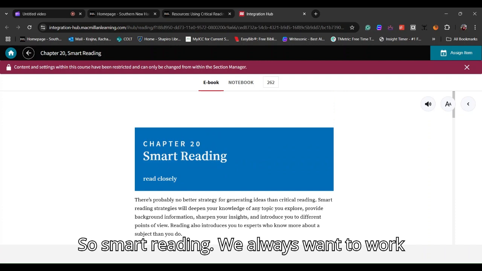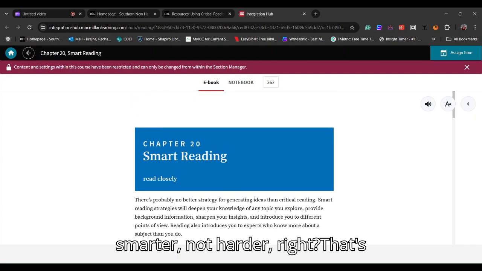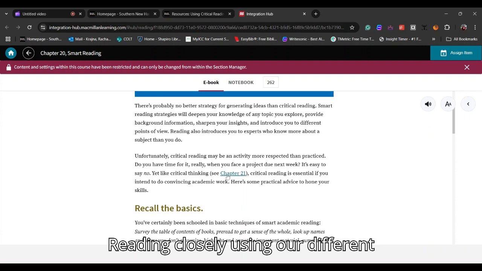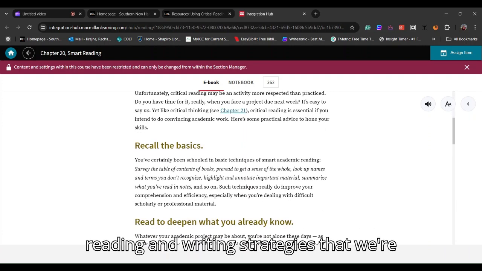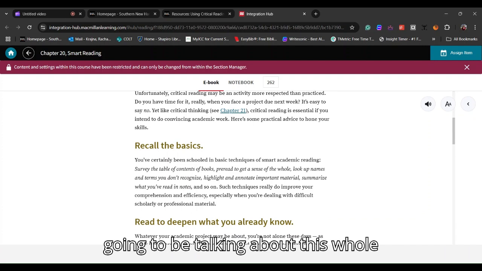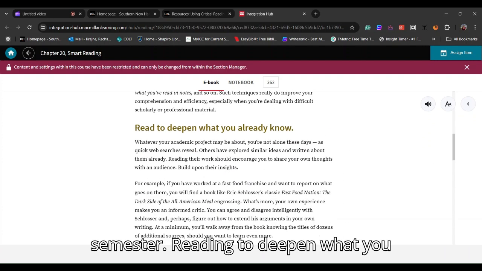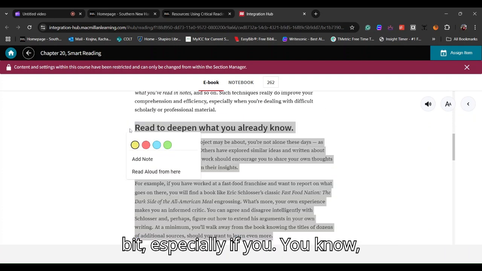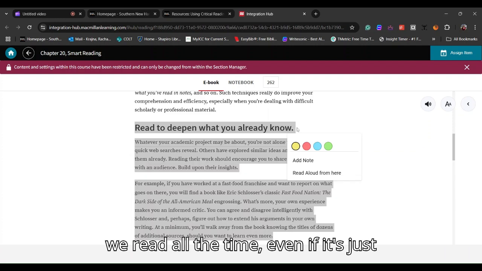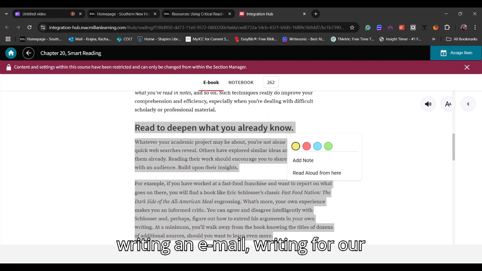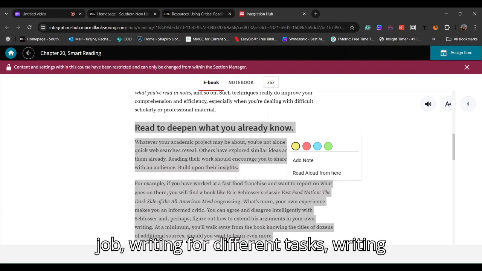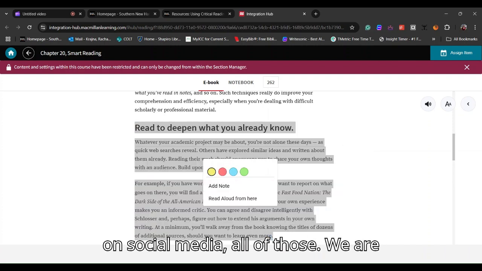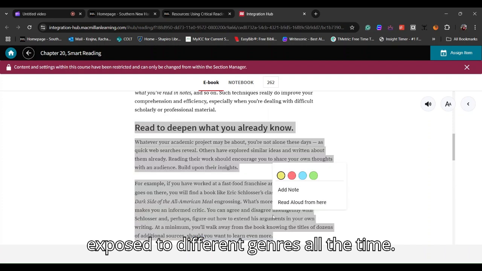So smart reading. We always want to work smarter, not harder, right? That's definitely something to keep in mind. Reading closely, using our different reading and writing strategies that we're going to be talking about this whole semester. Reading to deepen what you already know. You already know quite a bit, especially if we read all the time, even if it's just writing an email, writing for our job, writing for different tasks, writing on social media. We are exposed to different genres all the time.